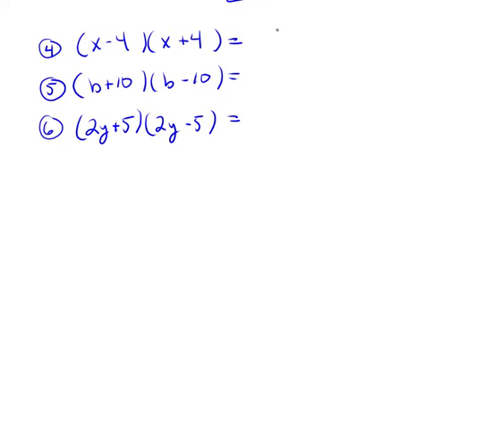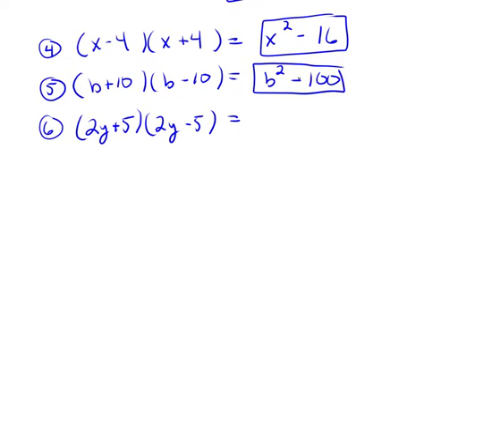All right, welcome back. So here we have x squared minus 16, and it's subtraction, because for the end term, a negative times a positive is a negative. The second number 5 is b squared minus 100. And number 6 is that 2y squared, which will be 4y squared, and we have 5 squared, which is 25. And then because it's a positive times a negative, it will be a subtraction.